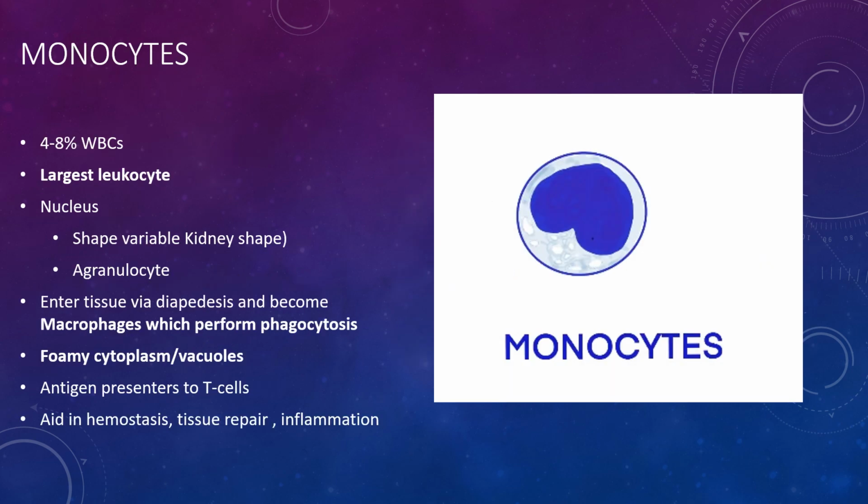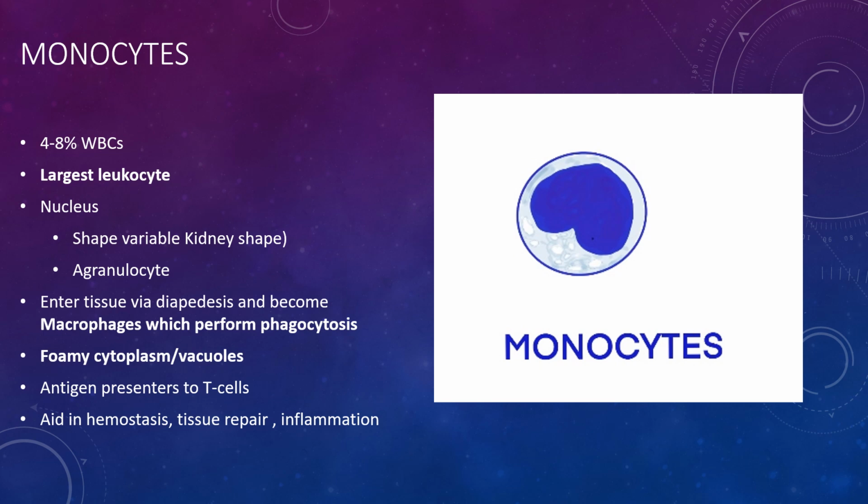Monocytes have a lifespan of about 2 to 3 days. They take up about 4 to 8% of the white blood cells. They are the largest white blood cell, and their nucleus has a kidney shape, which does not stain as dark as some of the other cells. It is an agranulocyte, meaning it has no granules.